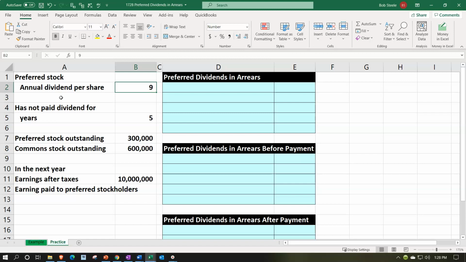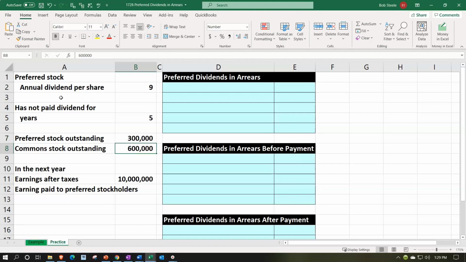So we're going to say the annual dividends per share, the $9, has not yet been paid for 5 years. So we haven't paid dividends for 5 years, so we have the dividends in arrears. The preferred stock outstanding, we're going to say, is $300,000. The common stock outstanding, we're going to say, is $600,000.